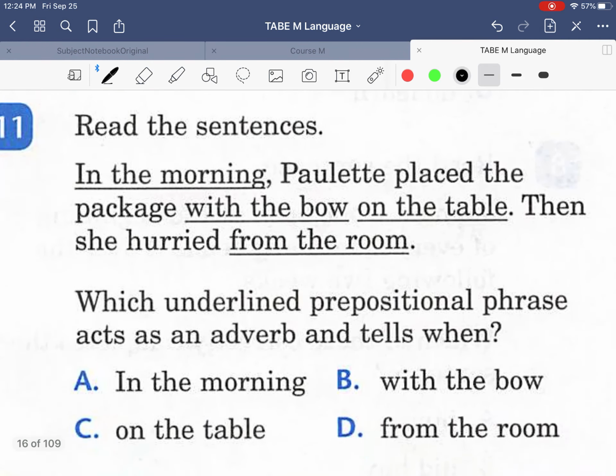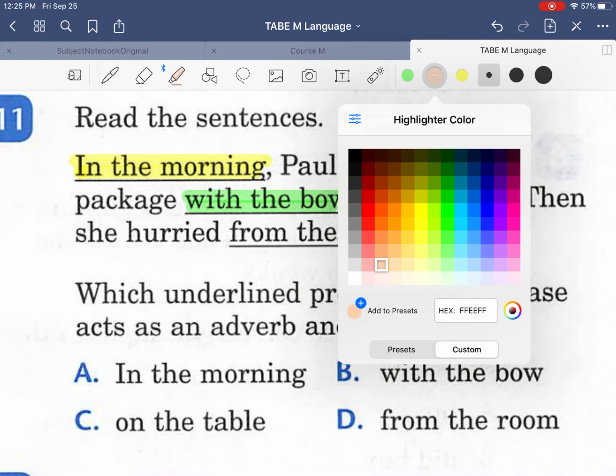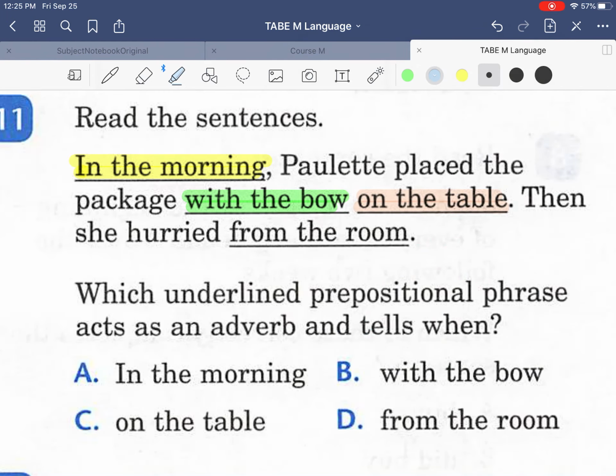Number 11. In the morning, Paulette placed the package with the bow on the table. Then she hurried from the room. So we have in the morning, with the bow, on the table, and from the room. So we have four prepositional phrases here.